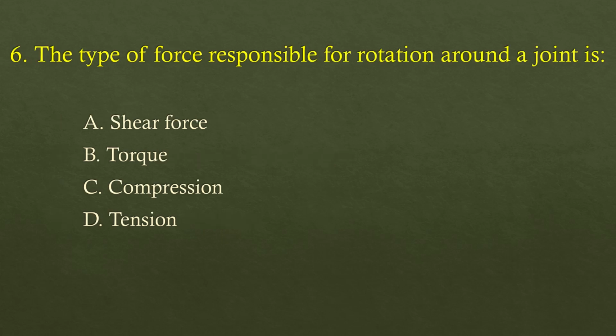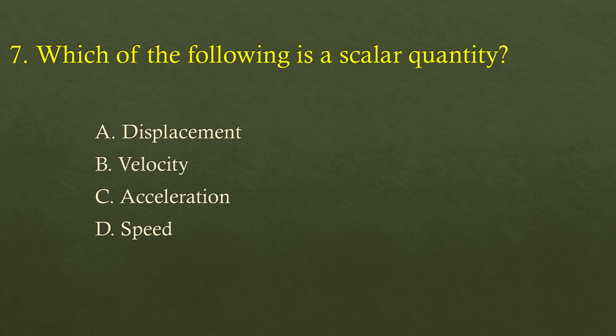Number 6. The type of force responsible for rotation around a joint is A. Shear force. B. Torque. C. Compression. D. Tension. So the answer is B. Torque.